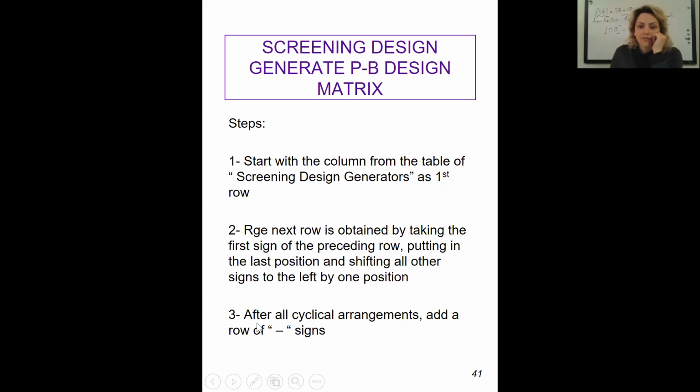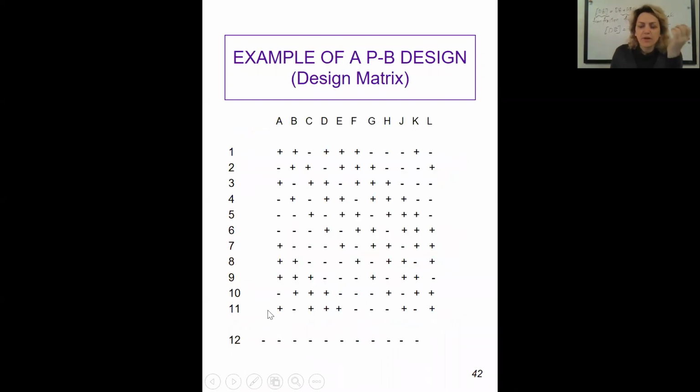So after all cyclical arrangements, add a row of negative signs on the bottom. Let's see an example of it. Look here.